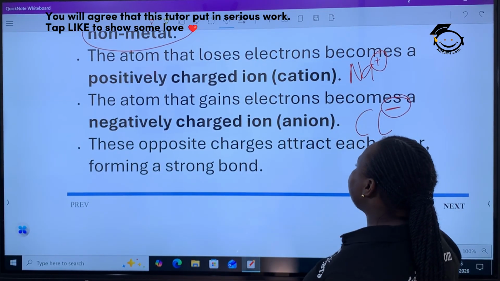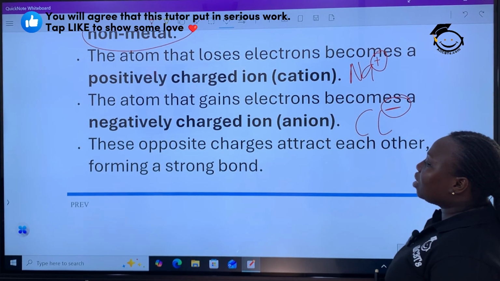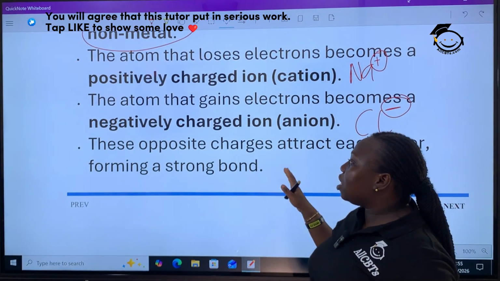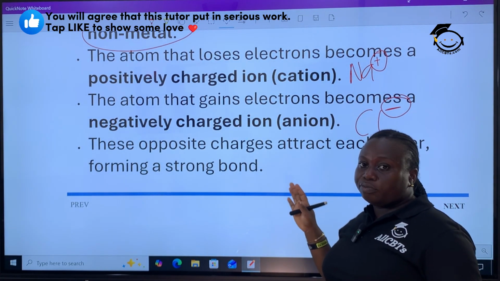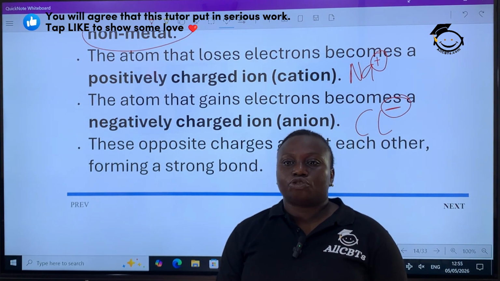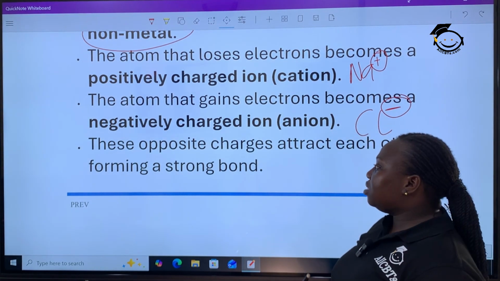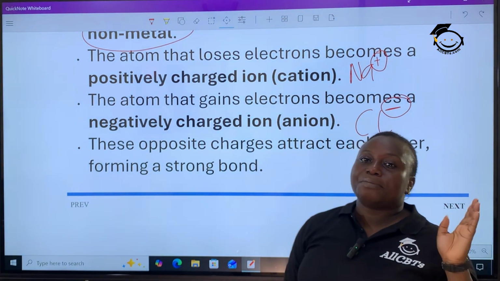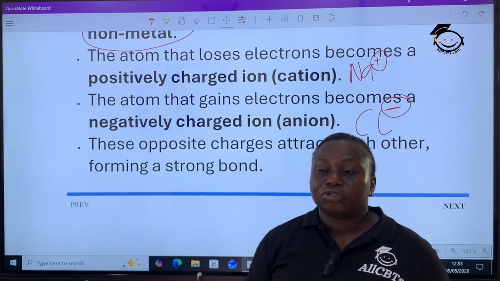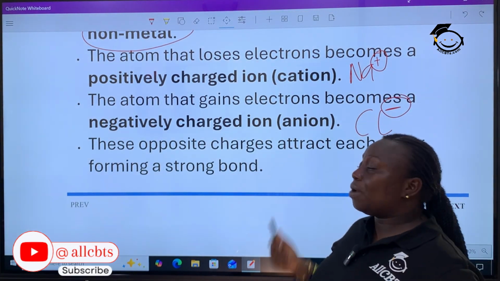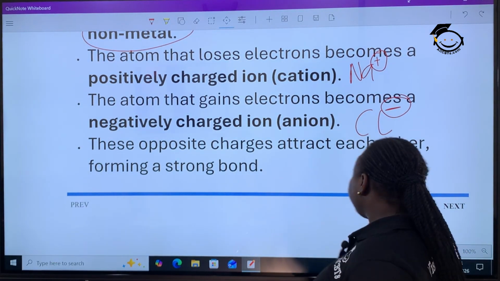These opposite charges attract each other, forming a strong bond. Now, this electrovalent bonding or ionic bonding is a very, very strong bond. And don't forget that it happens between a metal and a non-metal. That's the difference. That's the major thing that you should note about ionic bonding.